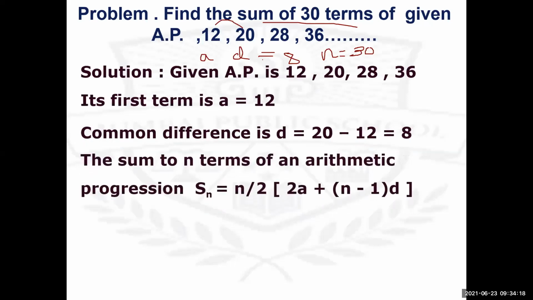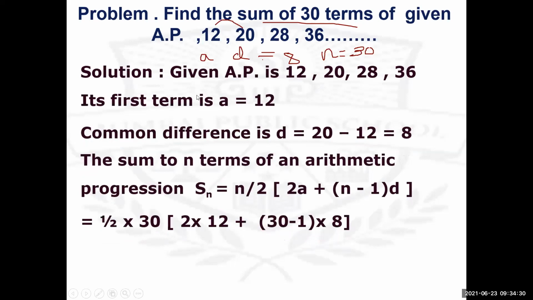And the sum of n terms of an arithmetic progression, the formula is S n equals n upon 2 in bracket 2a plus n minus 1 into d. So half into 30. Substitute: in place of a, you have substituted 12. In place of n, you have substituted 30. And here again, this 30 in place of n is multiplied with the difference. Now after this, you will do the calculation. Come on, students, start doing the calculations.